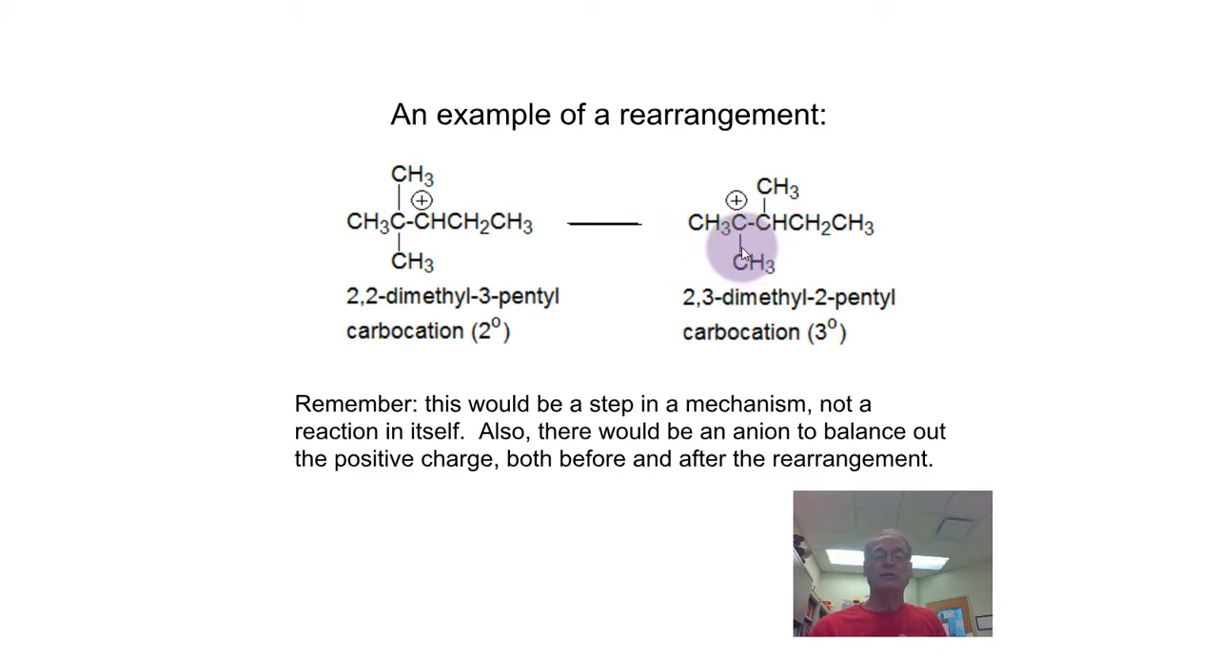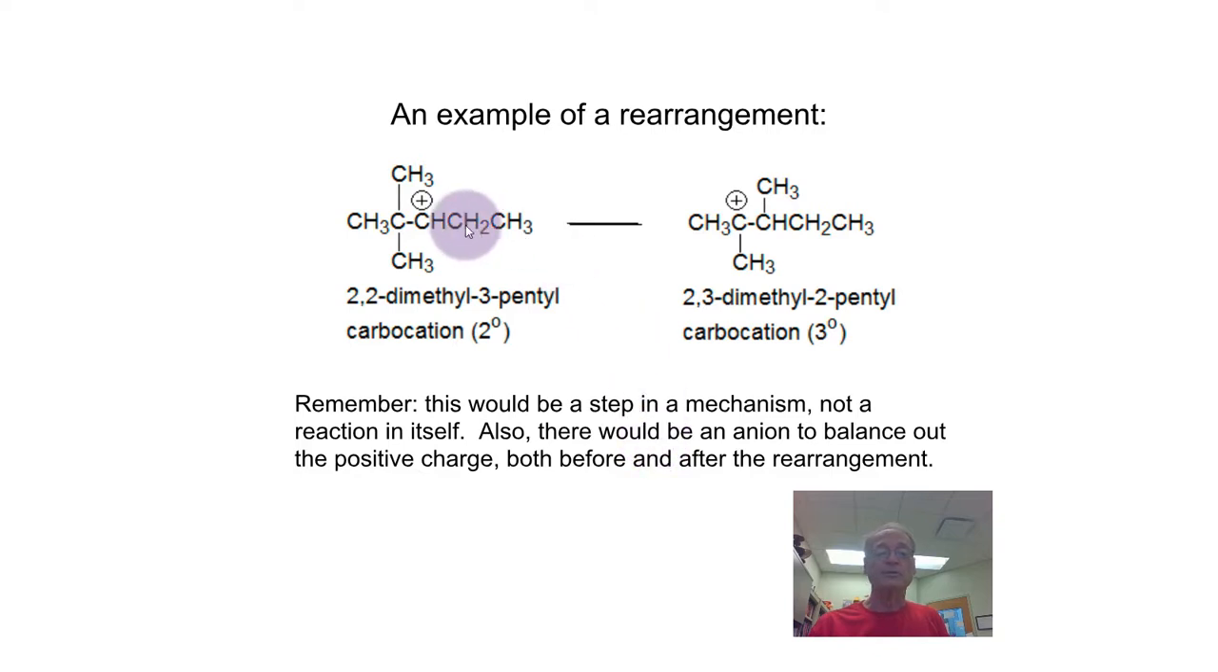Now notice that that's a tertiary carbocation, and so this is a rearrangement that would actually happen. Remember, this is a step in a mechanism. It's not a reaction in itself, so you can't go to the stockroom and get a bottle that contains 2,2-dimethyl 3-pentyl carbocations or any other carbocation molecule for that matter. As I mentioned before, the carbocation gets formed in a mechanism step, then it may rearrange, and then it gets used up again in further mechanism steps. So literally the rearrangement is a step in a mechanism.